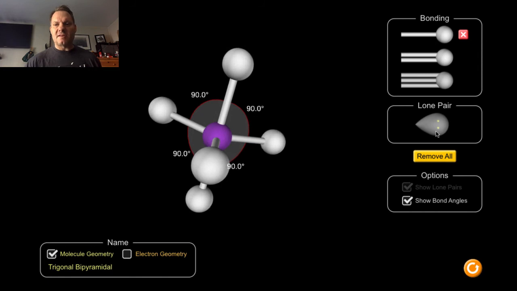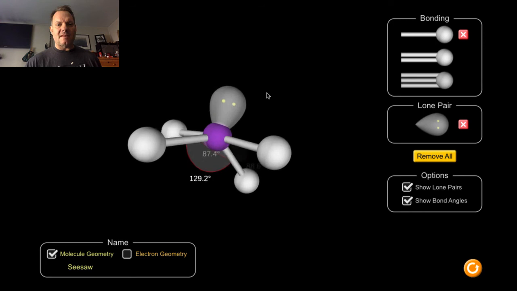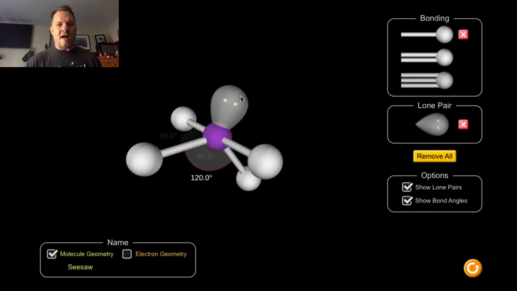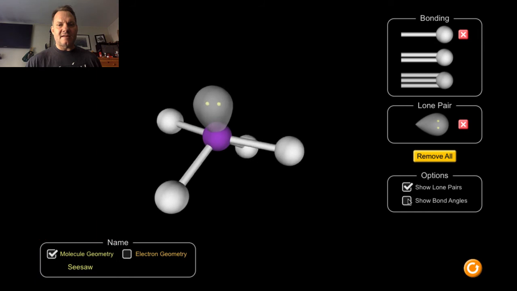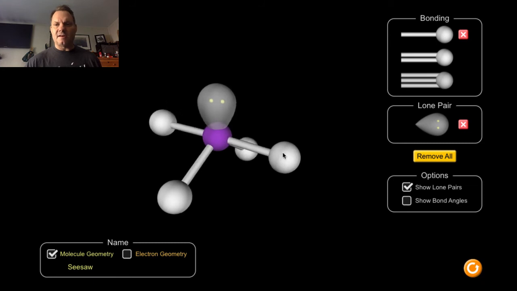One of them is substituted for a lone pair. What do we have? We have this happy little guy. Looks like he's going for a little run. This has the technical name of seesaw. So I guess you can imagine it's a little kid running to his mommy shape. We call it seesaw.